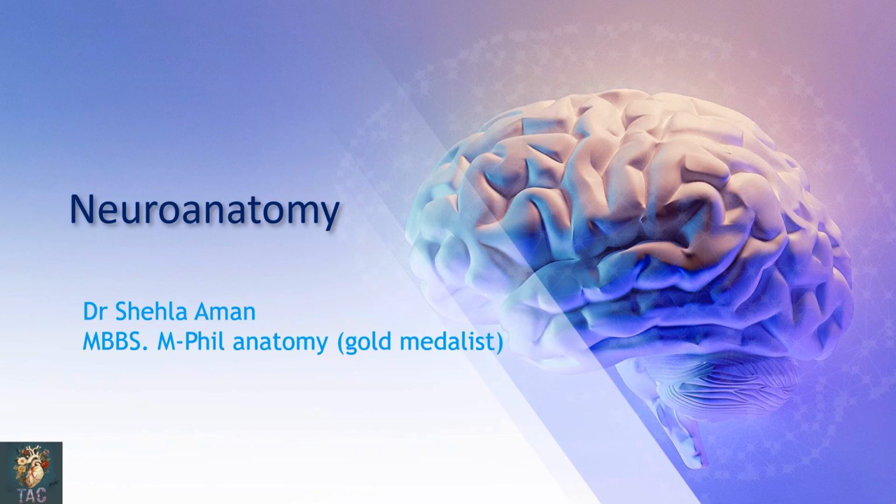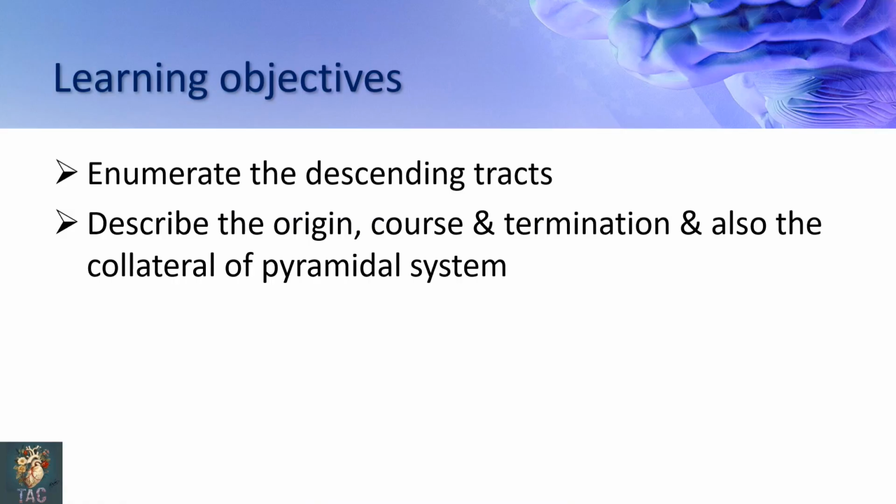In today's class of Neuroanatomy, we are going to discuss the descending tracts, and the learning objectives for today's class are to enumerate the descending tracts, describe the origin, the course and termination, and also the collaterals of the pyramidal system.